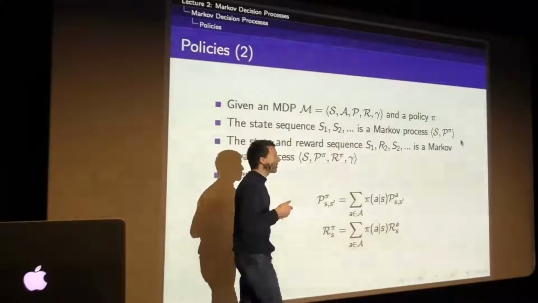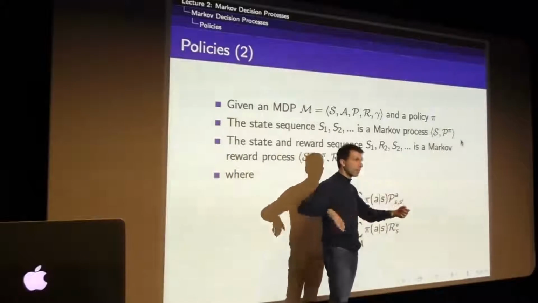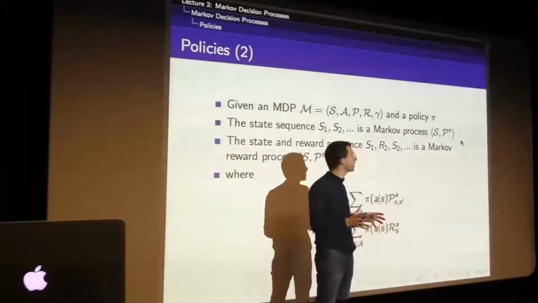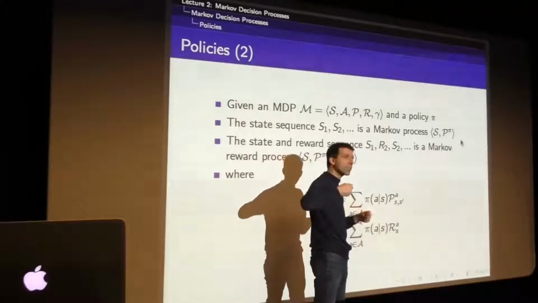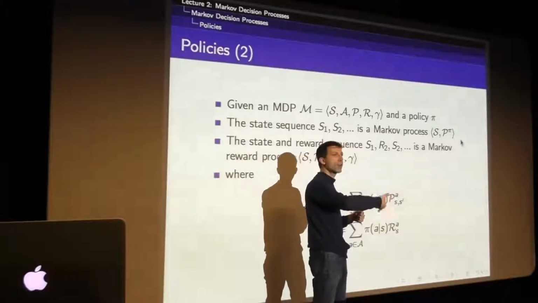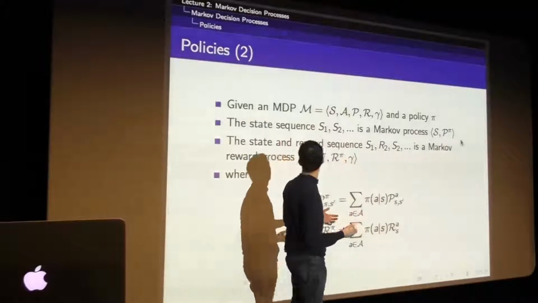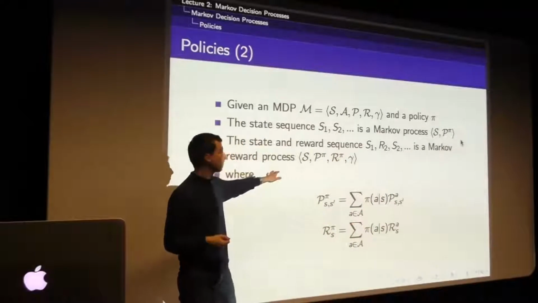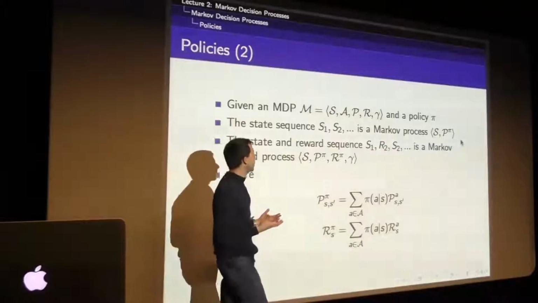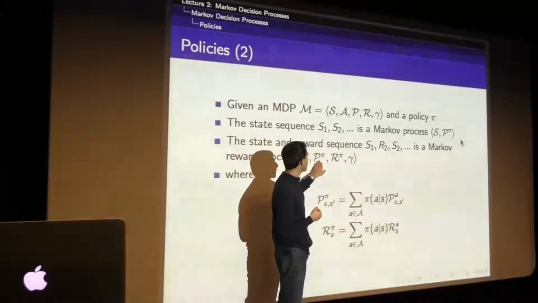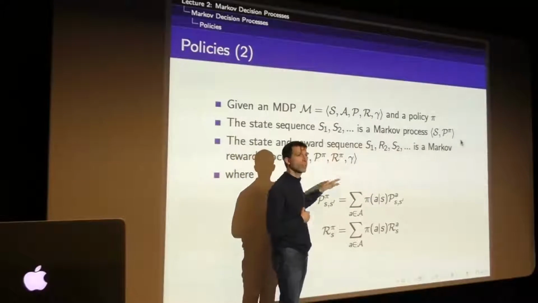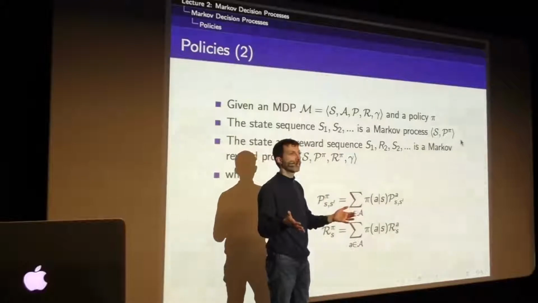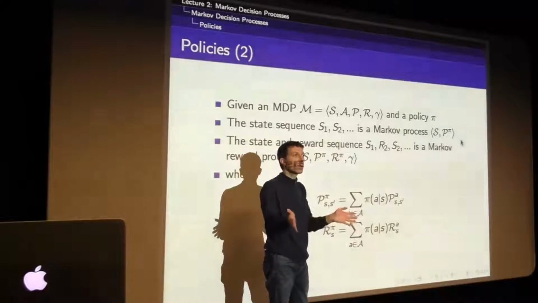And if we look at the sequence of states and rewards that we receive as we pass through, once we fix the policy, if you fix the policy and look just at the sequence of states and rewards that you see as you go through this MDP, that sequence is a Markov reward process. The way to understand that is that we're going to define transition dynamics and a reward function which just average over our policy. So we're just going to average over all the things which happen under our policy.